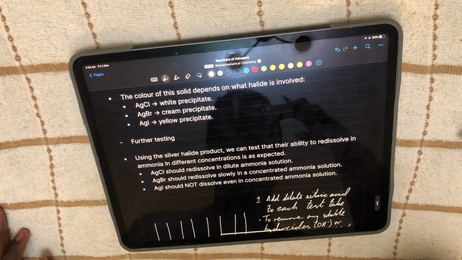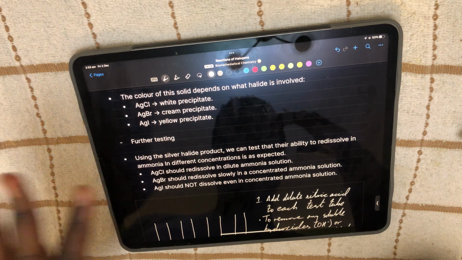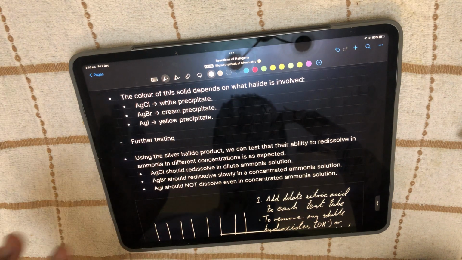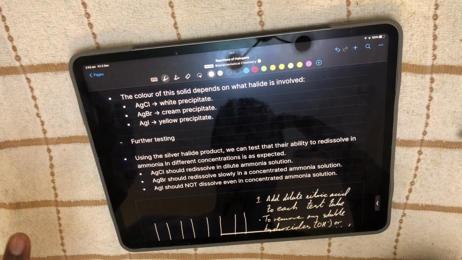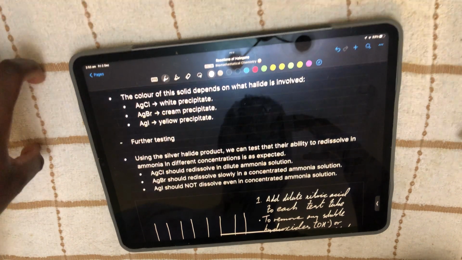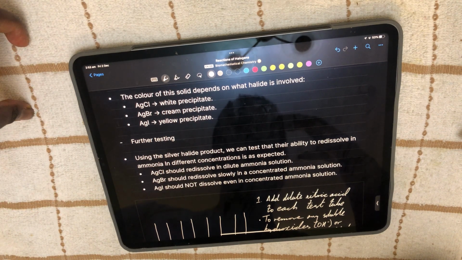Silver bromide should redissolve slowly in a concentrated ammonia solution. Did I say sodium? I meant to say silver chloride. Silver chloride should redissolve in dilute ammonia solution. Silver bromide should redissolve slowly in concentrated ammonia solution, and silver iodide shouldn't dissolve even in concentrated ammonia solution.